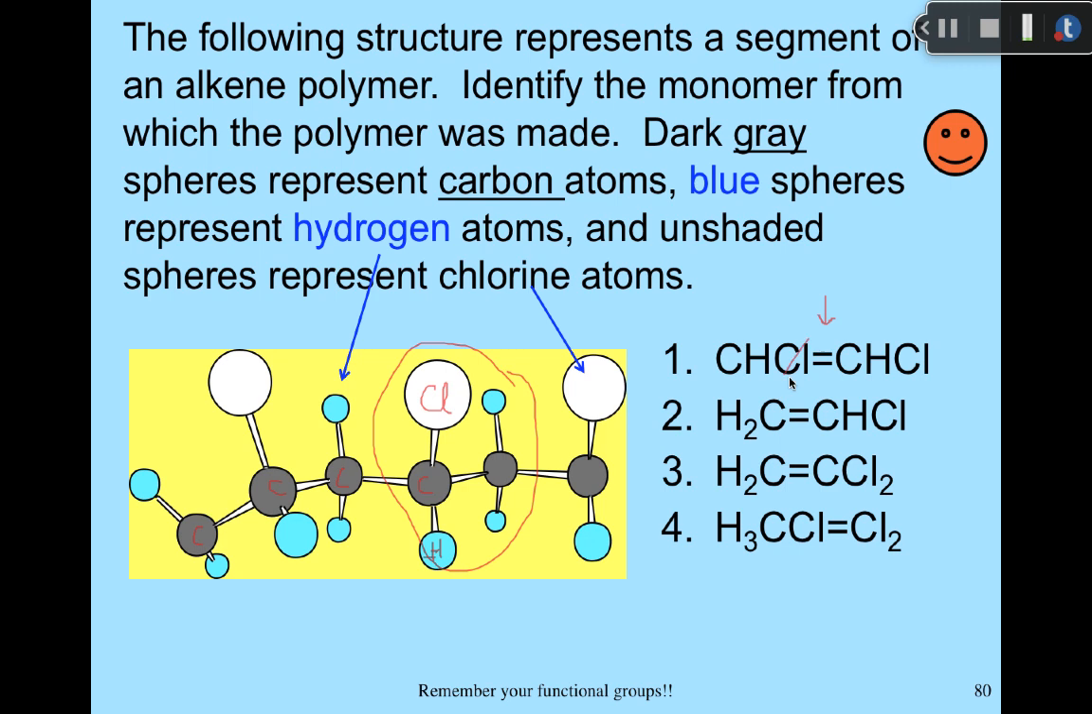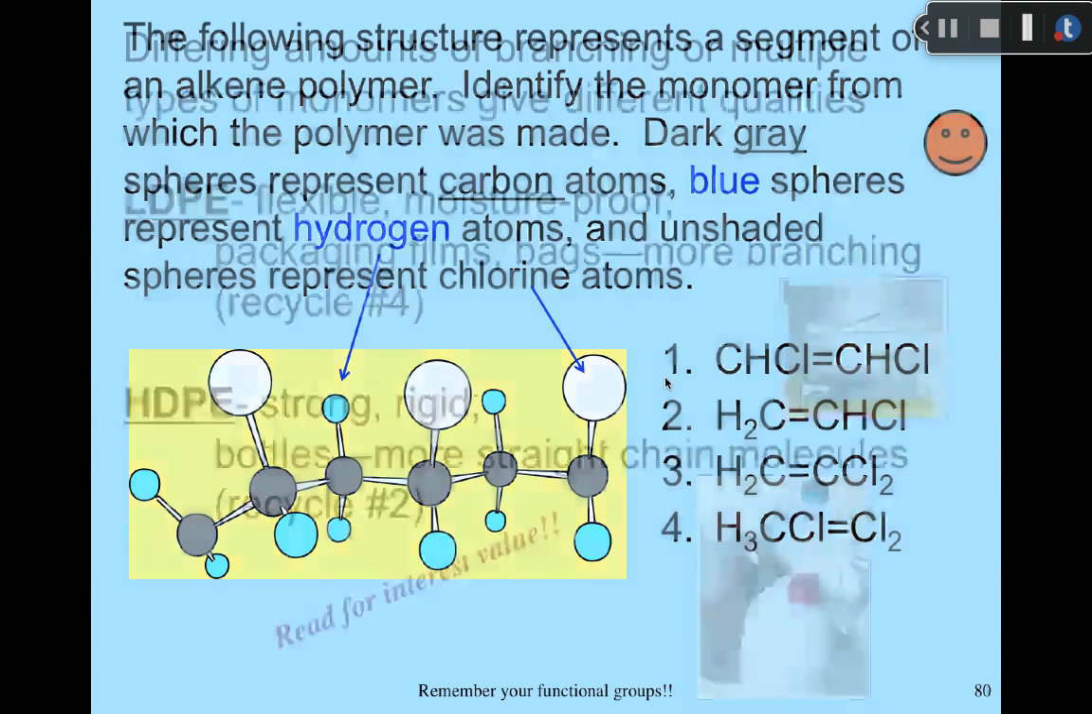The first one can't be right because it's got chlorine on both the carbons. That's not consistent with this picture. The next one, CH2CHCl. Oh, that one looks promising. Check the rest of them and make sure they're not correct. The third choice has CH2, which is fine. It looks like that part right there. But does the other carbon have 2 chlorines on it? Nope, that's not right. And so this one can't be right either. And no way can you put CH3 in here anywhere. There's no CH3 in this thing at all. So neither of those options make sense. Hope you can see that.